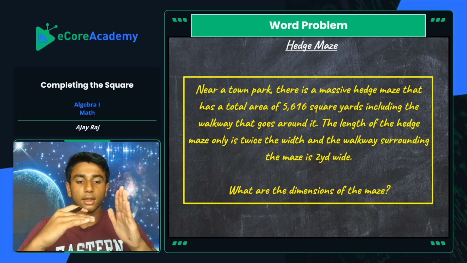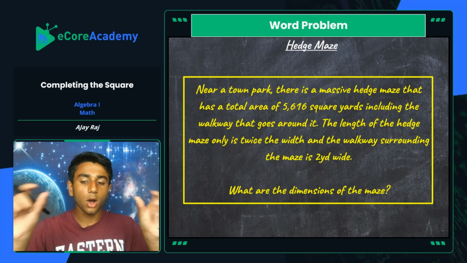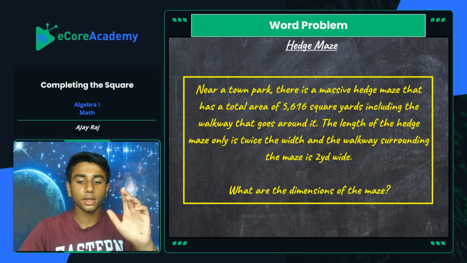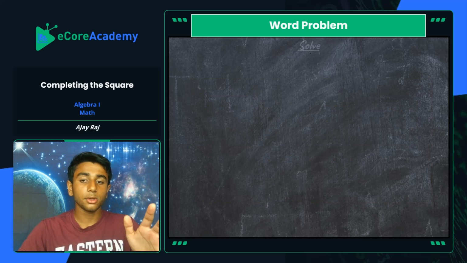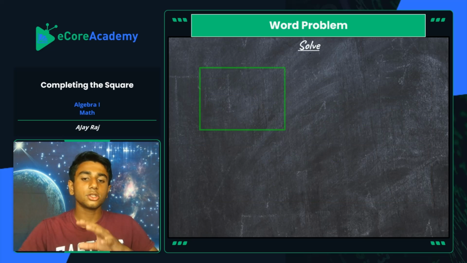And once we get that property, we can solve for it. And the walkway itself is 2 yards wide. So we're given all this separate information. Now, what exactly can we do with it? Well, the first thing that I would do is, this is basically a geometry problem that we're putting into algebraic terms. So let's draw it out.